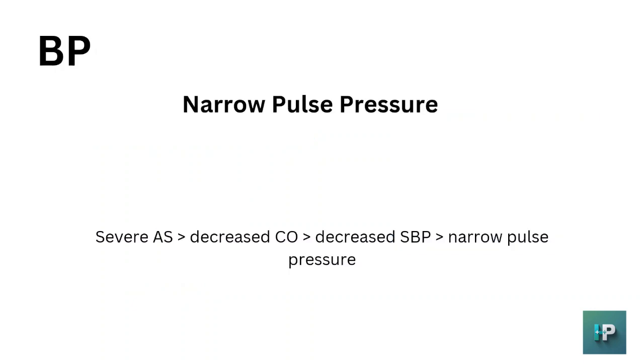And then blood pressure. In severe aortic stenosis, there will be narrow pulse pressure. But in compensated aortic stenosis, blood pressure will be normal. You can see the mechanism in this case. In severe aortic stenosis, the cardiac output will be decreased so that the systemic blood pressure is decreased. This leads to narrow pulse pressure, that is systolic blood pressure minus diastolic blood pressure.